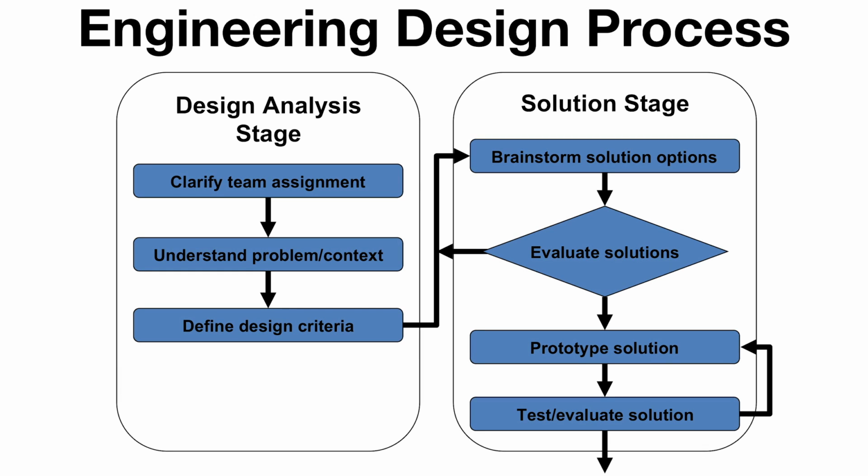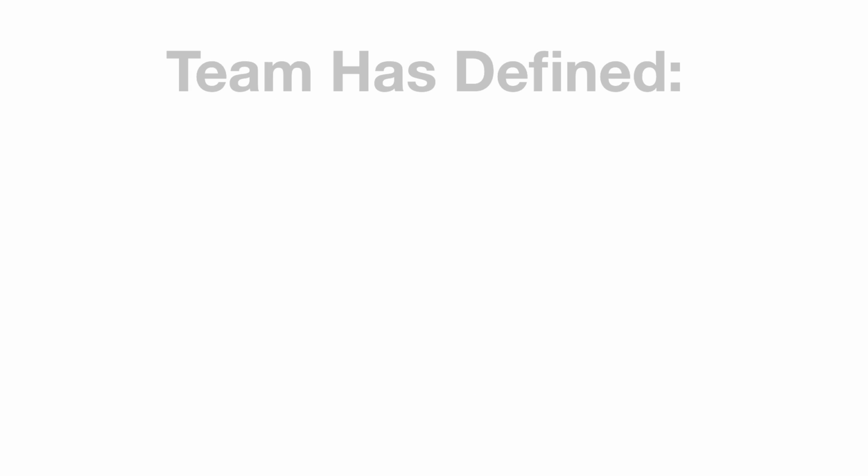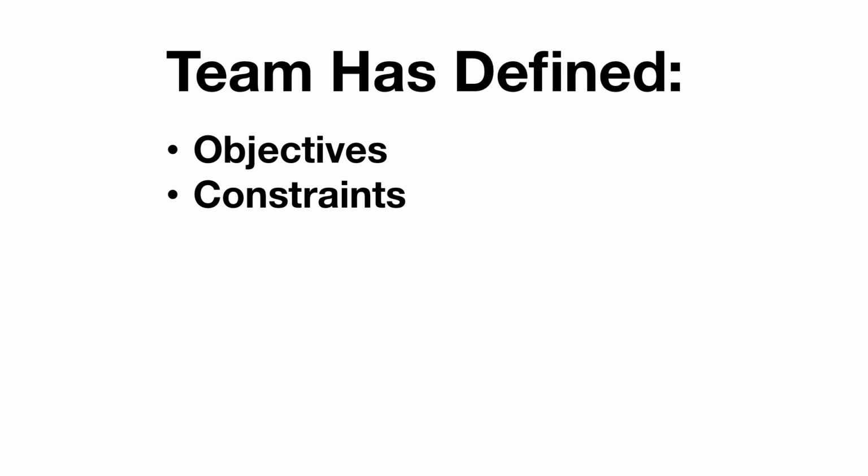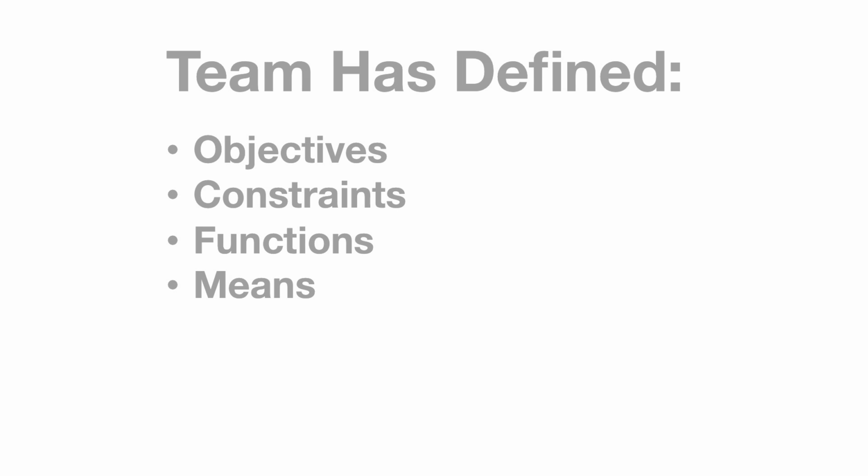At this point, your team should have completed the Clarify Team Assignment step. In this step, your team should have interviewed the client and potential users. Your team should also have completed the Understanding, Problem, and Context step. Here, your team completed a deep dive into existing solutions, appropriate background, features that govern the problem, and the business perspective. From these two steps, the team should have defined its objectives, constraints, functions, and means.